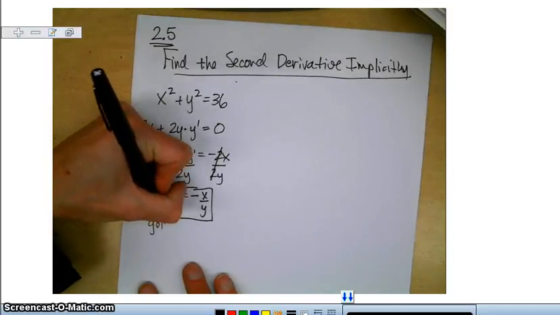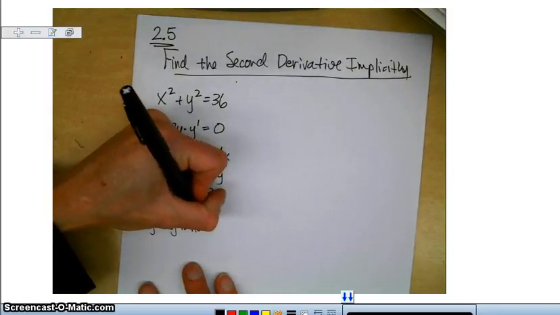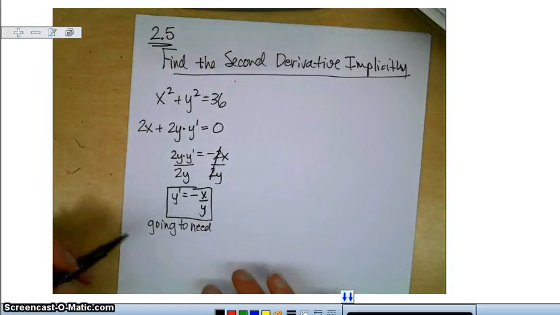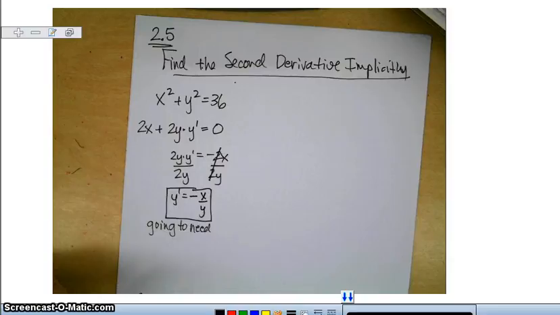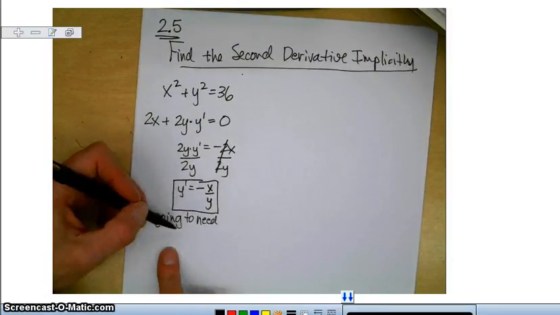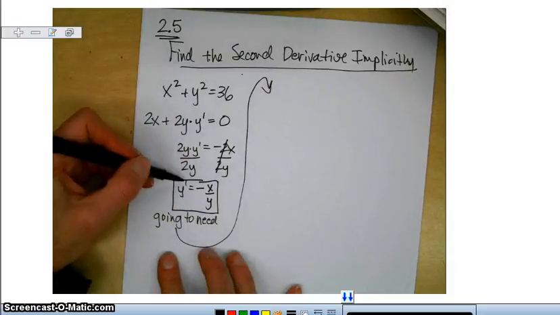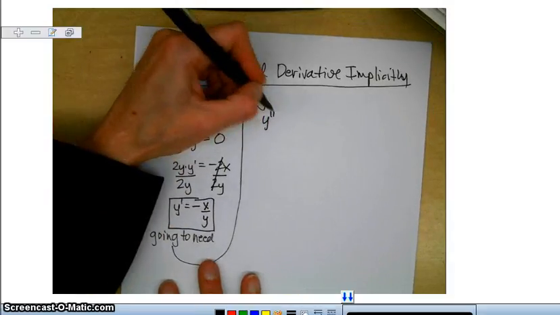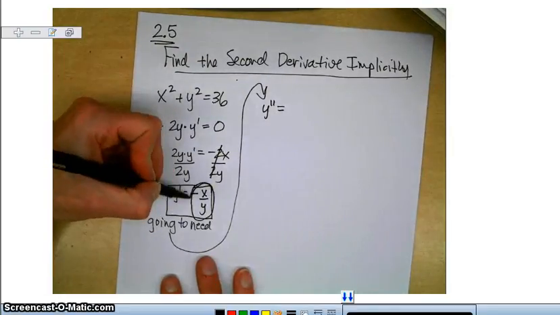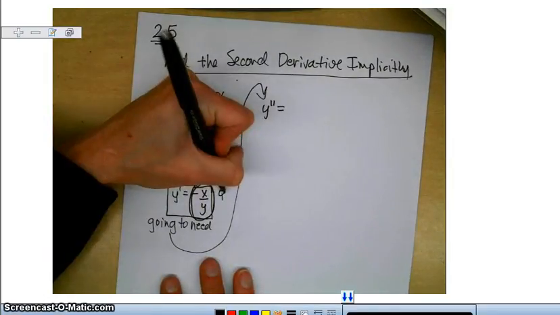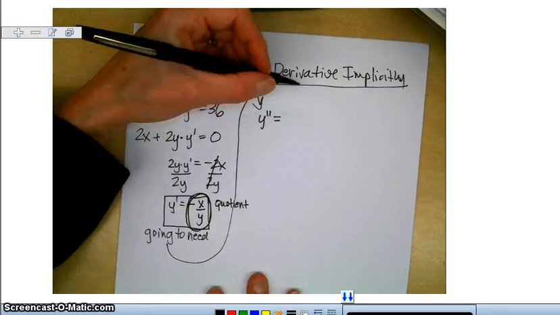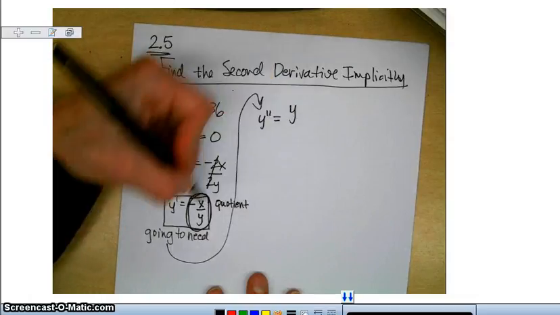I need it to take the second derivative, but I'm also going to need it later after I take the second derivative. So now let's work on taking the second derivative. This has y prime by itself, so the derivative of y prime is what? Y prime prime equals, so how am I going to take this derivative now? Quotient rule. So I take the bottom, which is, what's the bottom? Y.